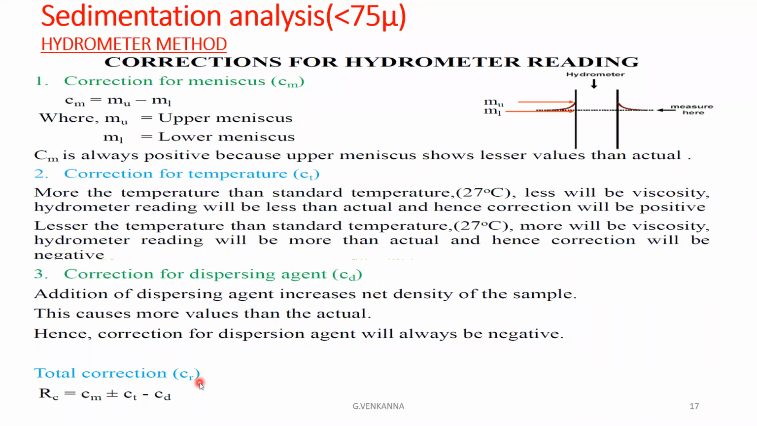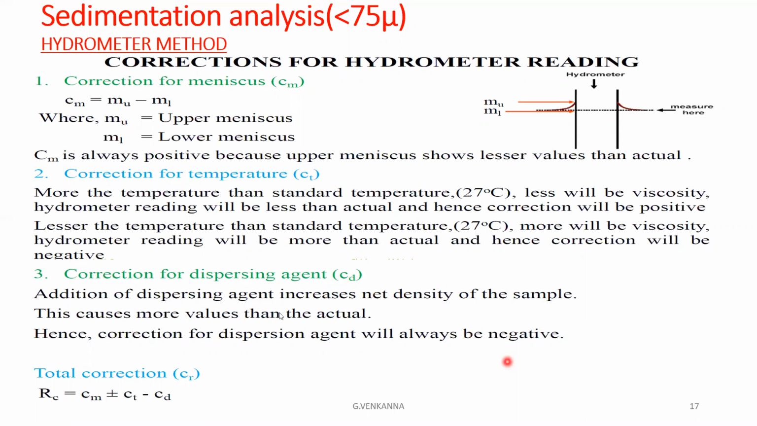Next one, correction for dispersing agent. Now we have to add the correction for the dispersing agent also. The soil suspension has some roughness, but with the addition of the dispersing agent it becomes very smooth, like a lubricant. Due to this, the hydrometer goes deeper and deeper, and we get more values. So we have to add the dispersion correction as negative.